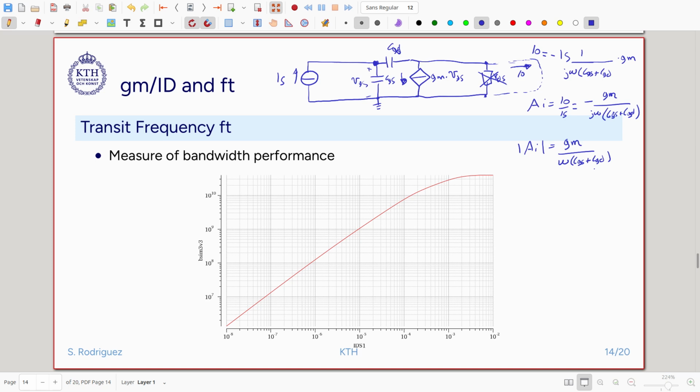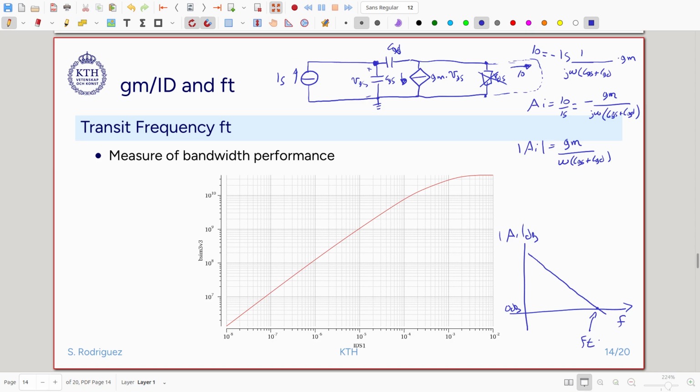We're going to define the transit frequency. If we plot this in the frequency domain, we will see that at the very low frequencies this is going to be very, very high, and then this is going to drop at a particular frequency. It is going to cross 1, or 0 dB, here. Okay, it's going to cross this value here. That is the frequency that I will call FT.